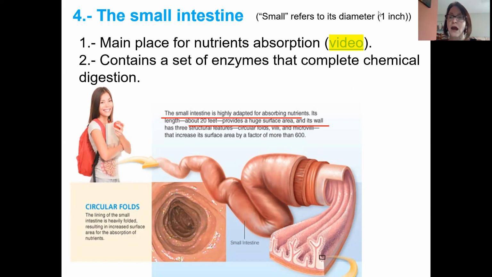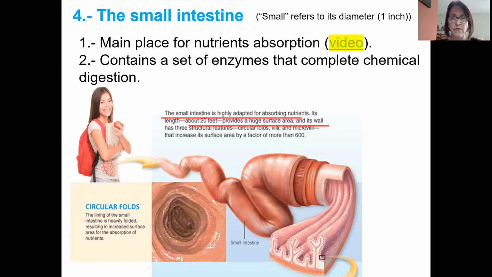But it's really a very large tube. In fact, it's larger than the large intestine. It's a 20 feet long tube that then folds in a way that you can accommodate this into your gastrointestinal tract. This length allows for a high surface area, which allows you to absorb nutrients through the walls of the small intestine. How is this possible?